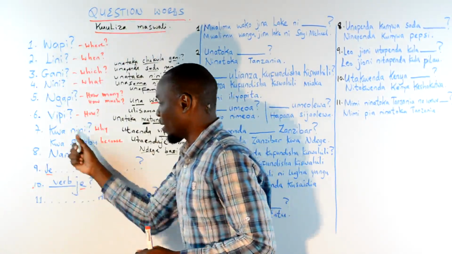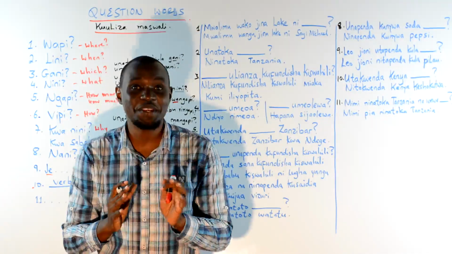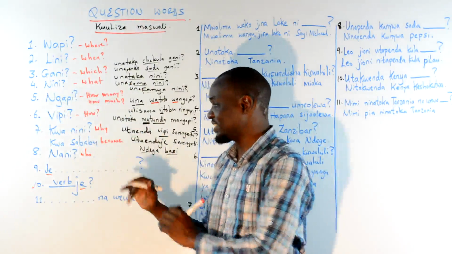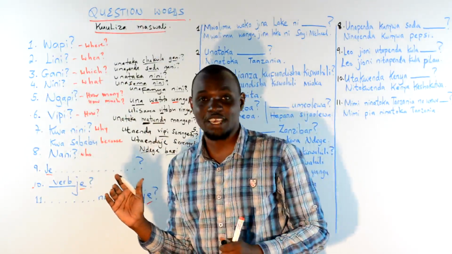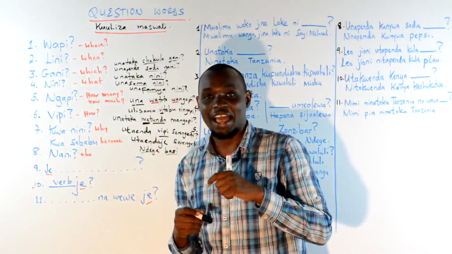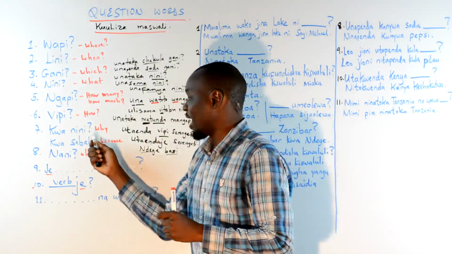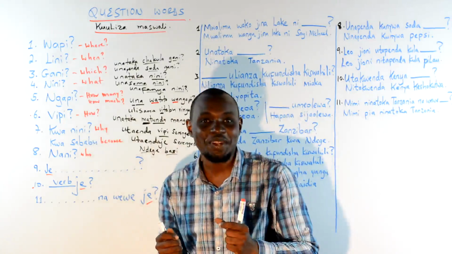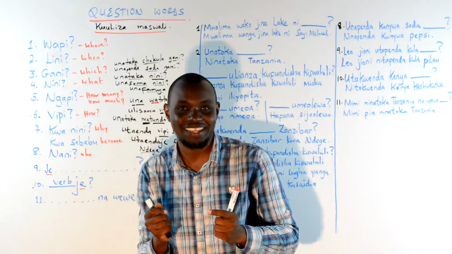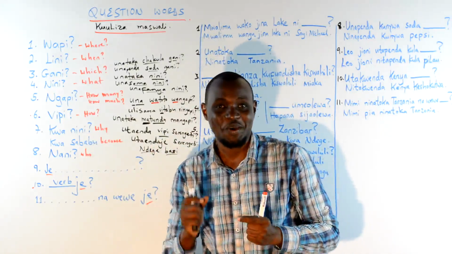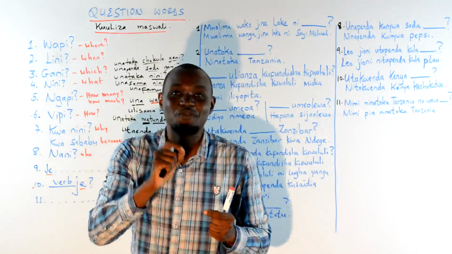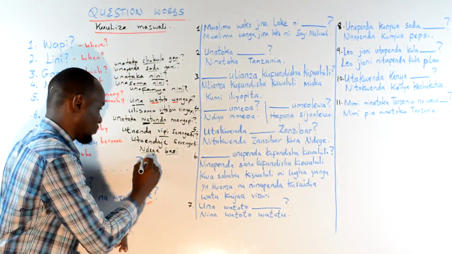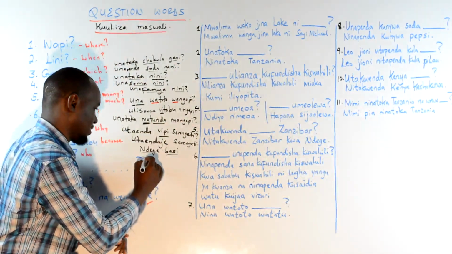Okay, let's see. Kwa nini? Kwa nini will always be in the beginning of your sentence. And the answer starts with kwa sababu. That's easy. Let me give you an example of when you are going to use kwa nini. Why are you learning Swahili? How do you say that in Swahili? Kwa nini unajifunza Kiswahili? I'll write that.